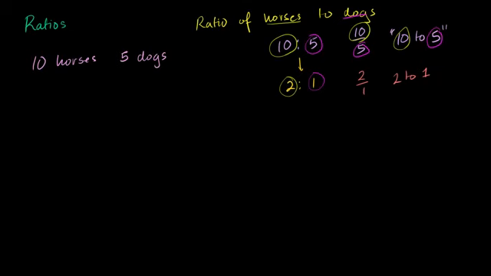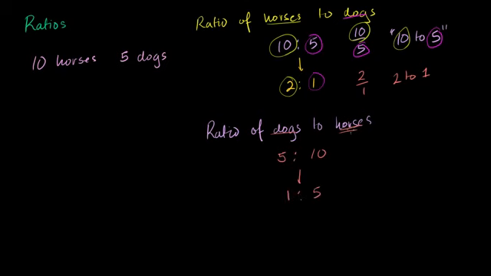Now, just to make things clear, what if someone asked me, what is the ratio of dogs to horses? So what's the difference in these two statements? Here I said horses to dogs. Here I'm saying dogs to horses. So since I've switched the ratio, I've switched the numbers. So for every 5 dogs, I have 10 horses. Or if I divide both of these by 5, for every 1 dog, I have 5 horses.